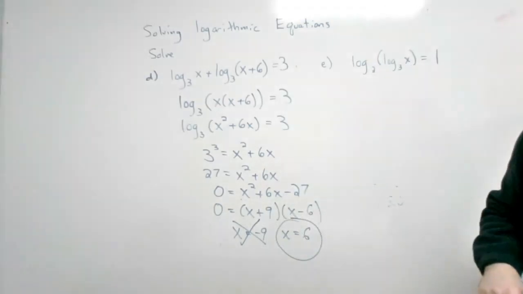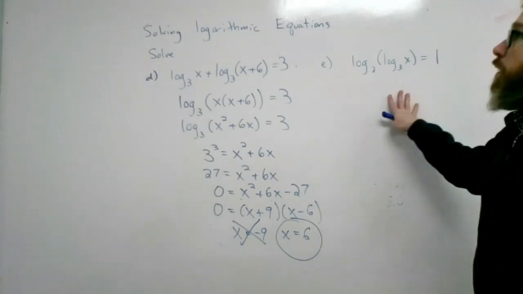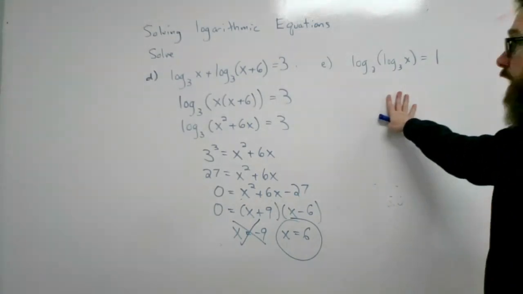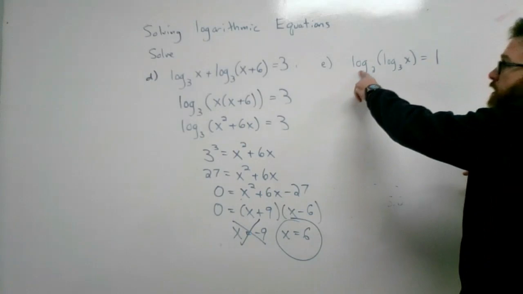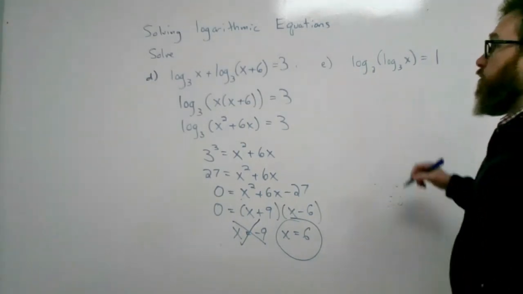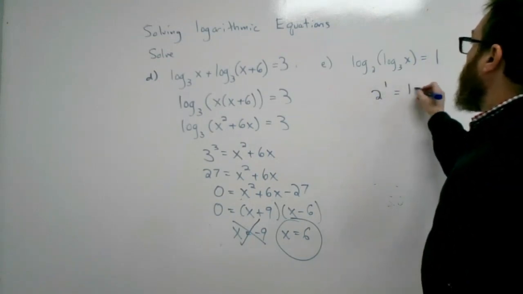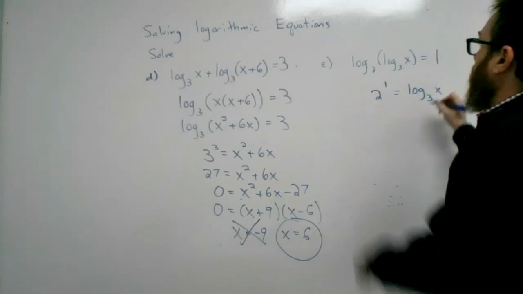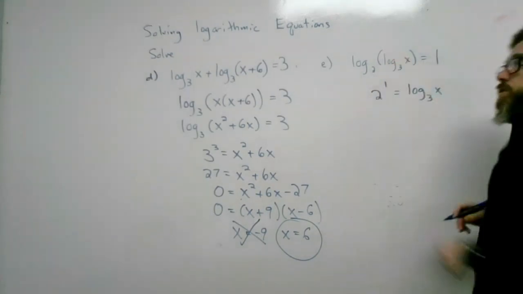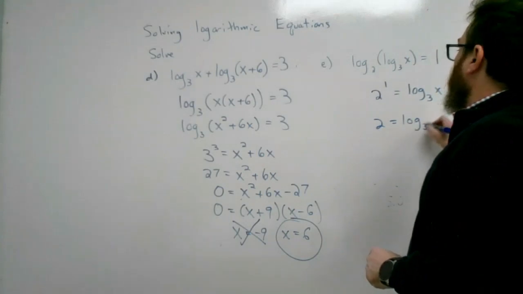But if you have logarithms inside of logarithms, a logarithm composed with a logarithm, the way we write this is we have to handle the outermost logarithm first and the innermost logarithm next. So I'm going to rewrite it as an exponential. 2 raised to the first power is going to be equal to the log base 3 of x. That 2 to the first is going to be equal to its argument, or 2 is going to be equal to the log base 3 of x.